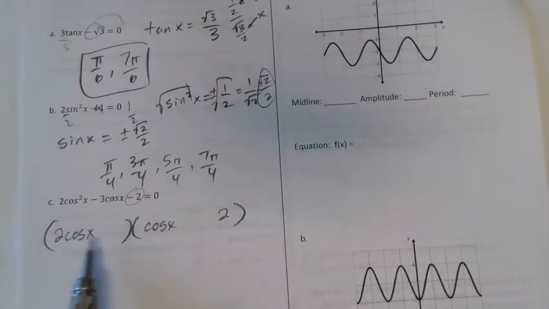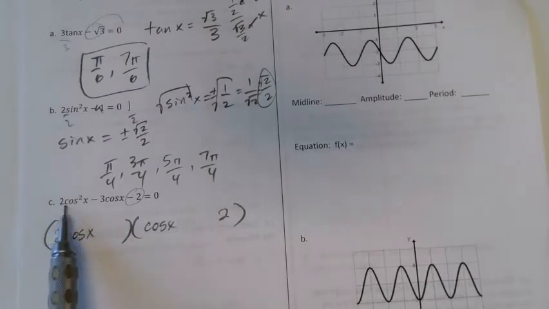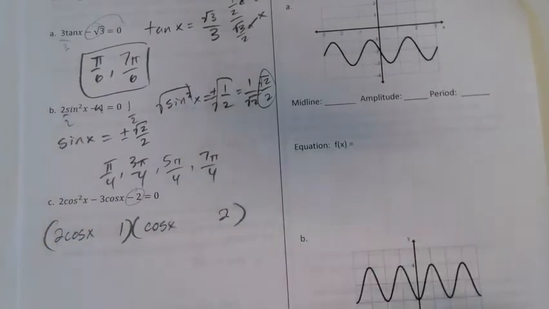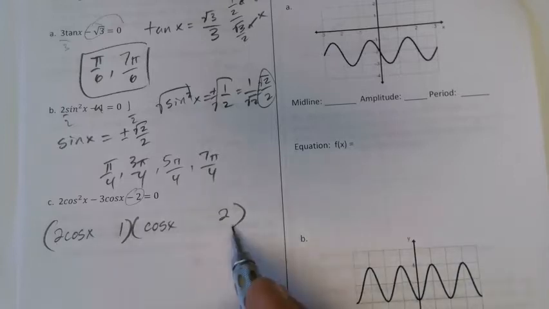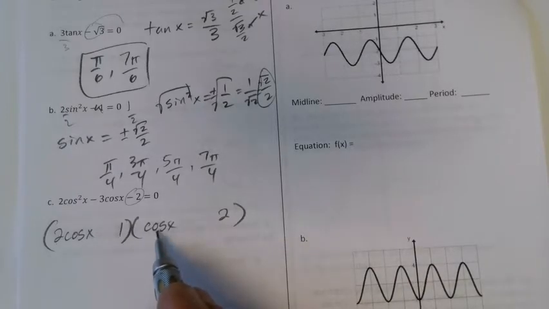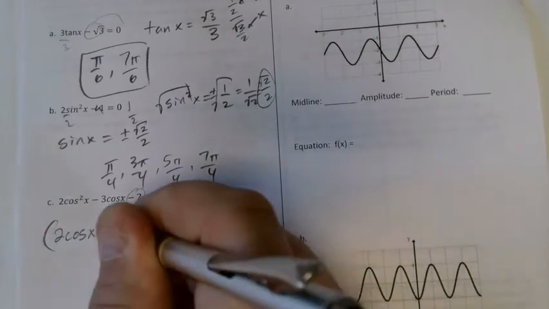I know I can't do a 2 here because that would be a common factor, and there's not a common factor in these. So it's got to be a 2 and a 1. And 2 times 2 makes 4. 1 times cosine makes 1. 4, 1. Oh, it's got to be a negative 2 and a positive 1.